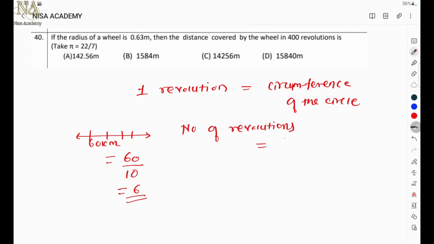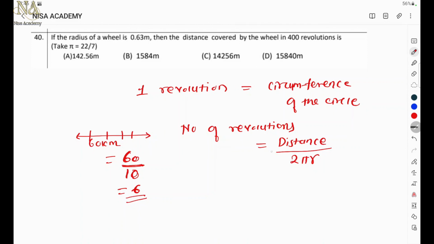So if I ask you the number of revolutions, what you are supposed to tell me is the total distance covered upon one revolution. One revolution is the circumference, that is 2 pi r. In the stops case, total distance is 60 upon one stop, after every 10 kilometer, so it is 6 stops. So in general, number of revolutions is distance upon the circumference, that is one revolution, right?